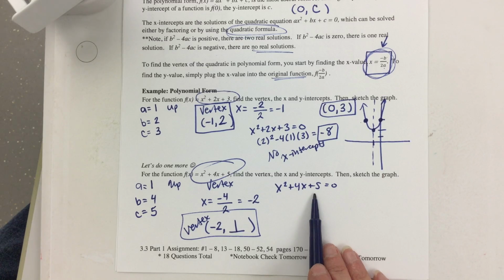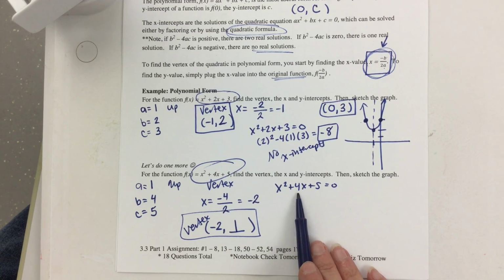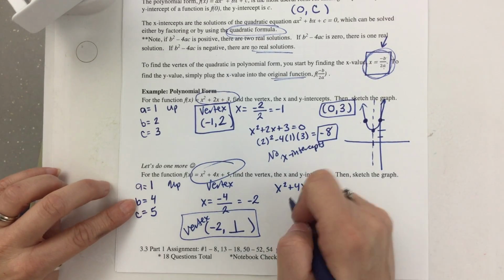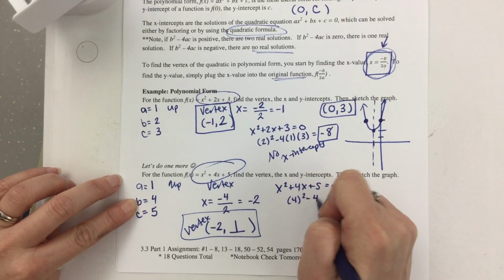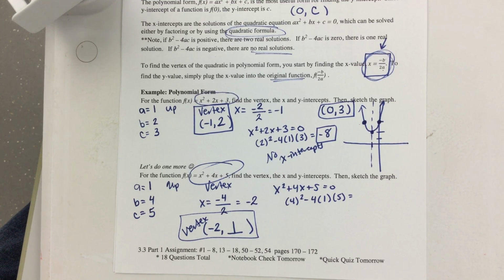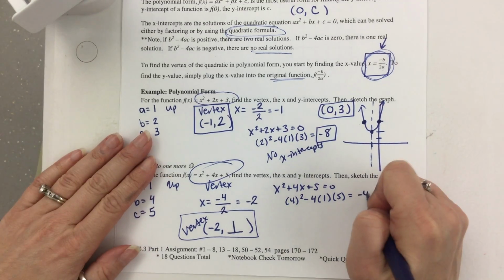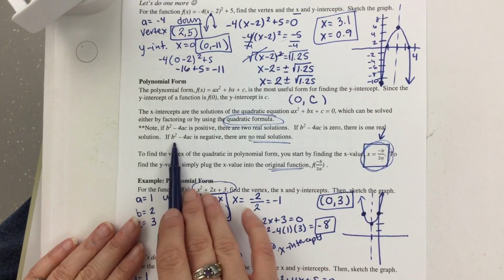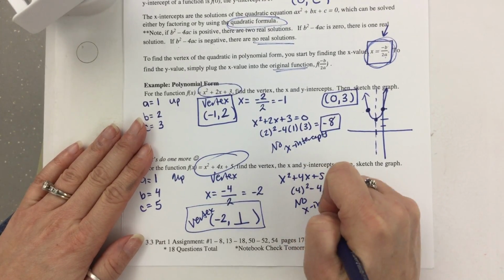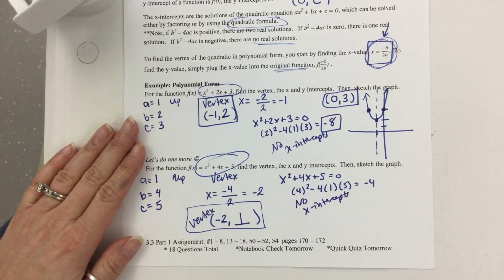But if I look at 5, the only way to multiply and get a 5 is 1 times 5, or negative 1 times negative 5. I can't take either of those options and have it add to a 4. So in order to find my x-intercepts, I have to use the quadratic formula. If I go b squared minus 4 times a times c, 4 squared minus 4 times 1 times 5, I have negative 4. If b squared minus 4ac is negative, there are no real solutions. So I have no x-intercepts. So the graph is never going to touch the x-axis.